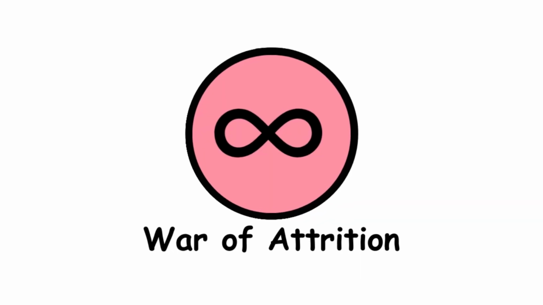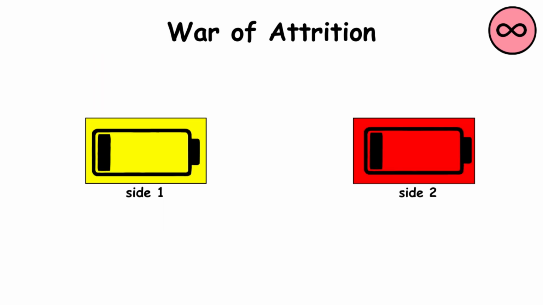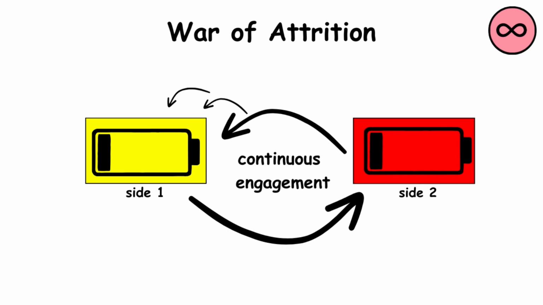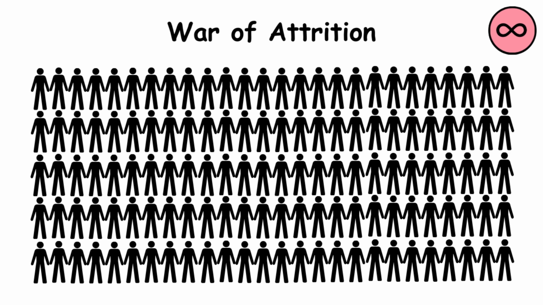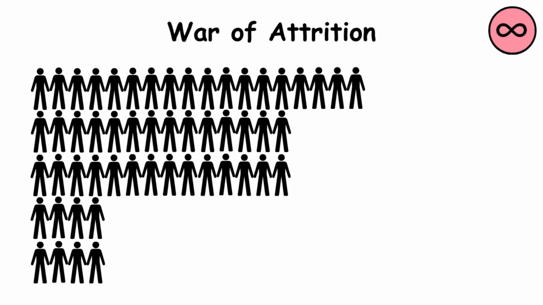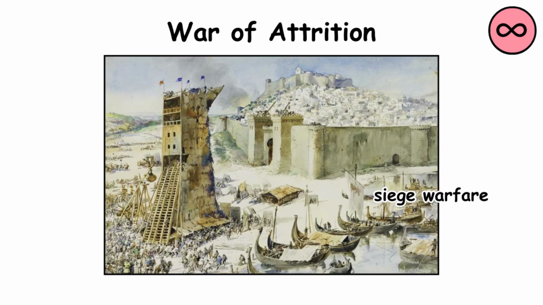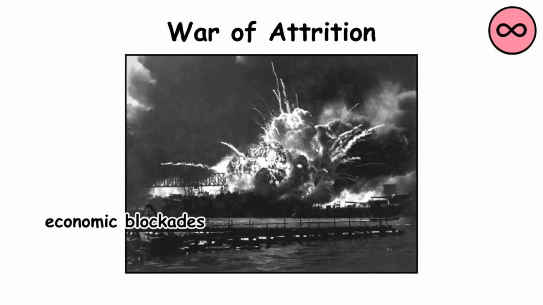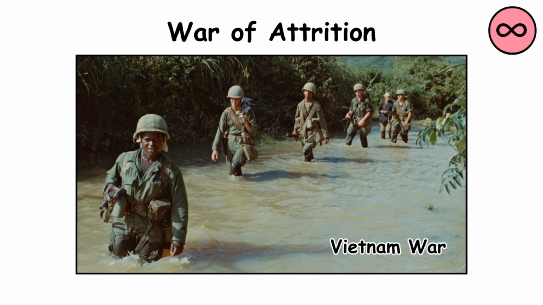War of Attrition. A war of attrition is a prolonged conflict where both sides aim to wear down the enemy's resources and will to fight through continuous engagement and exhaustion. Rather than seeking decisive battles, the focus is on the gradual erosion of the opponent's strength over time. Tactics often include relentless attacks, siege warfare, and economic blockades to diminish the enemy's capacity to resist. Examples include the trench warfare of World War I and the Vietnam War.